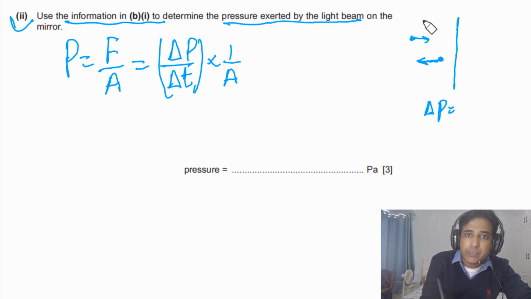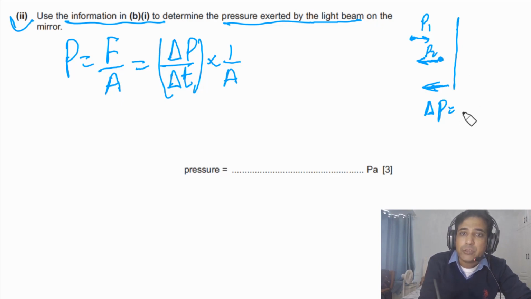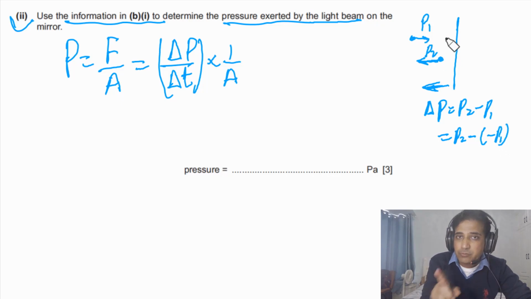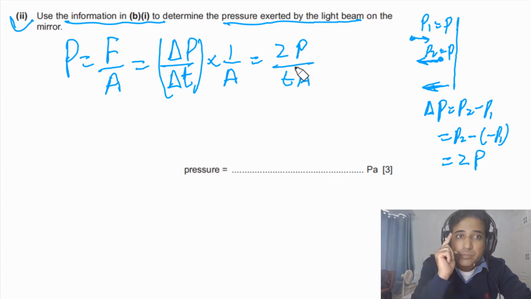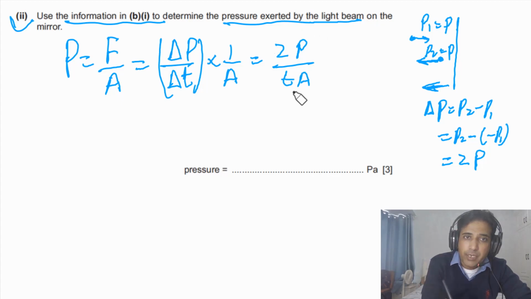If we say this momentum is P1, this momentum is P2, and we take left as positive, we will say P2 minus P1. This momentum is negative because we are taking left as positive, so the momentum change in this case is equal to 2 times P. This one is P, this is also P, the magnitude is the same. So this is 2 times P over T times A. This is the pressure exerted by 1 photon.